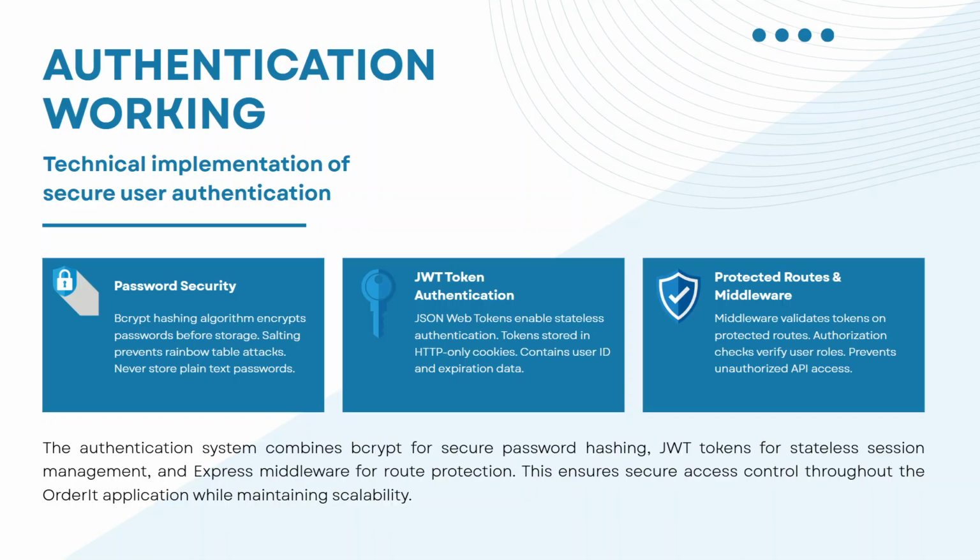During login, the entered password is compared with the hashed password stored in the database. If the credentials are valid, the system generates a JWT token, which is used for authentication in future requests. This token is sent with each protected request, and the backend verifies it using middleware. This approach ensures that only authenticated users can access sensitive features, making the system secure and scalable.